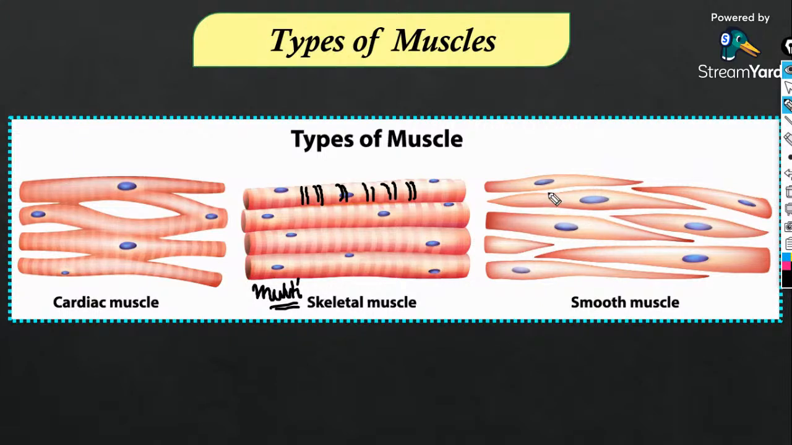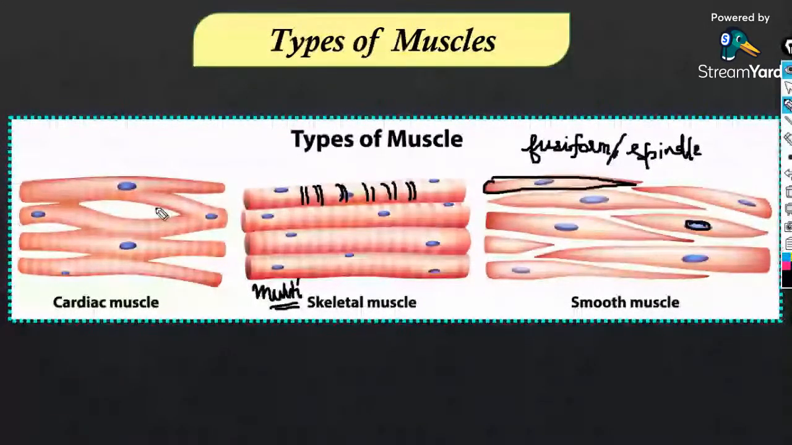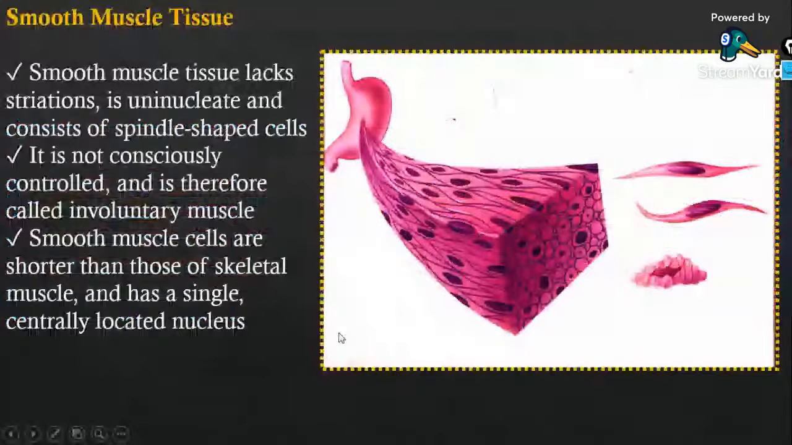Yes, smooth muscles are fusiform, or spindle shaped. What is the shape? They will be fusiform or spindle shaped. Either term you can use. Spindle shaped or fusiform, and they are uninucleated. Cardiac muscles are striated muscles, but they are involuntary striated muscles. Clear? Yes. So let's check this in detail.